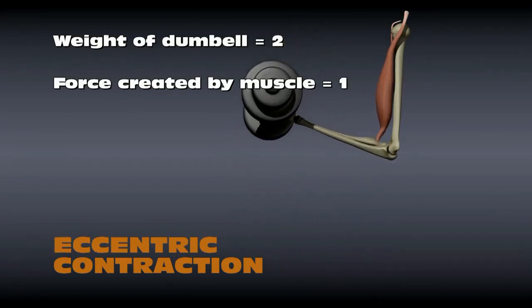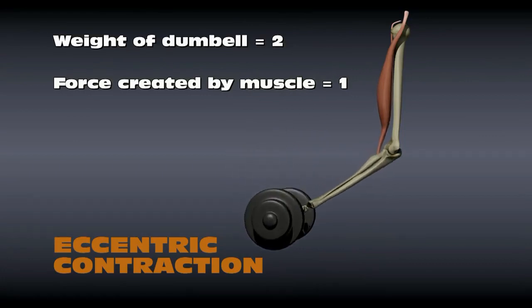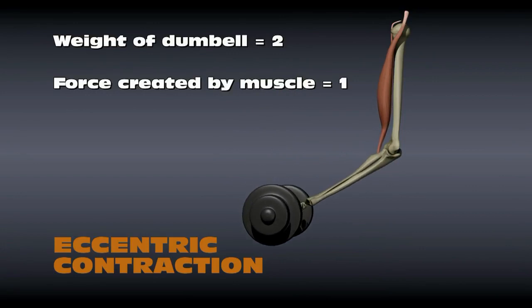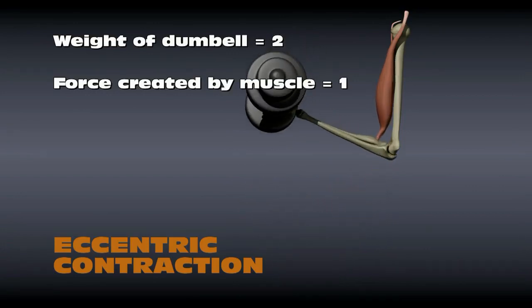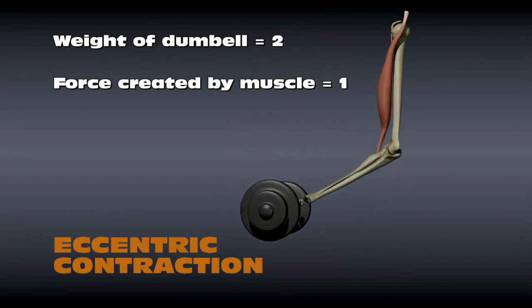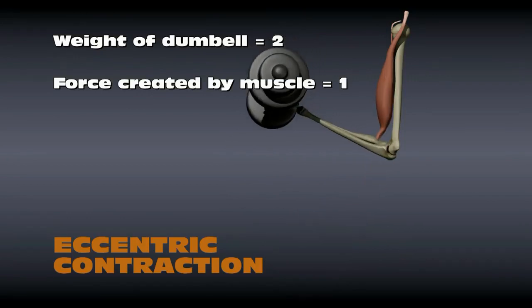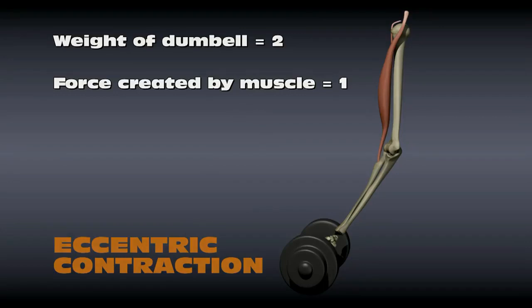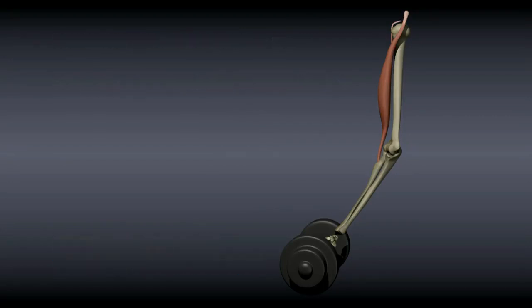On the way down, the muscle is still contracting and creating force to oppose the dumbbell. If it didn't, the arm would just fall with the weight of the dumbbell. But the weight of the dumbbell is overcoming the force created by the muscle, and the muscle lengthens. This is an eccentric contraction.